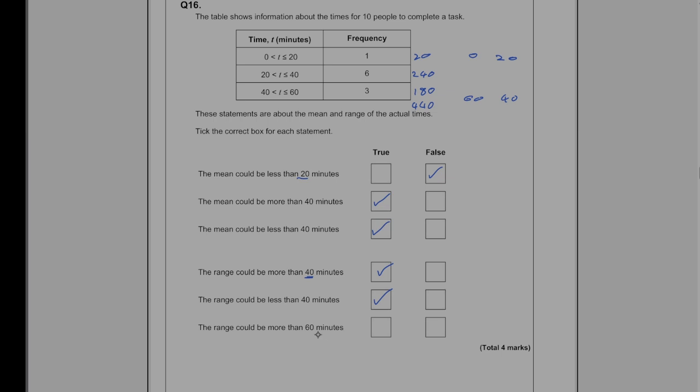The range could be more than 60. We've already done that one here. That one would be false. So that's how I would go for that. False, true, true, true, true, false.